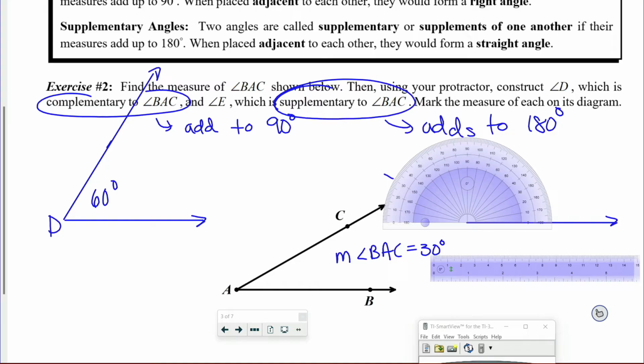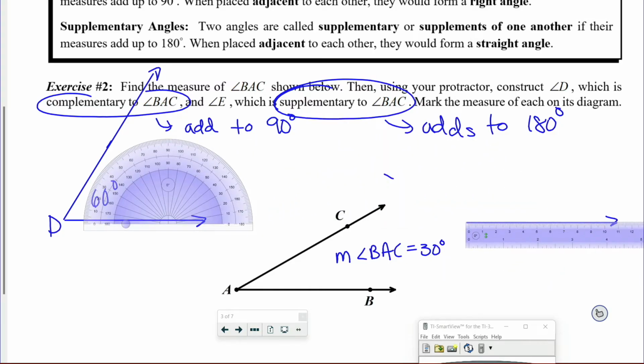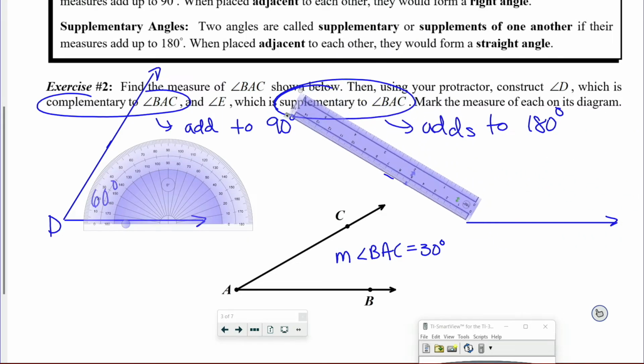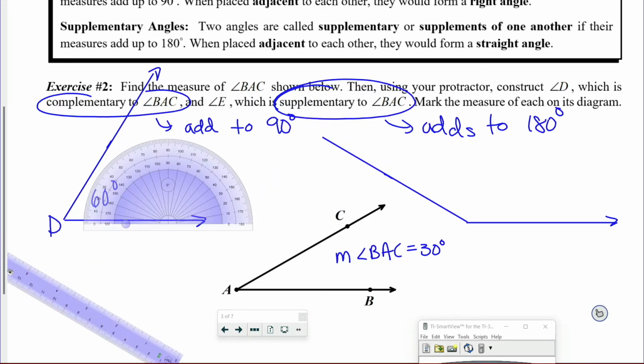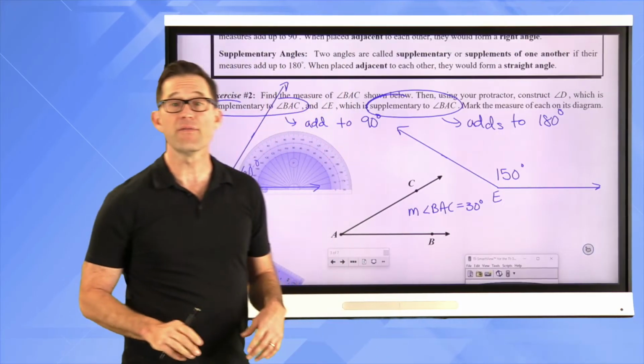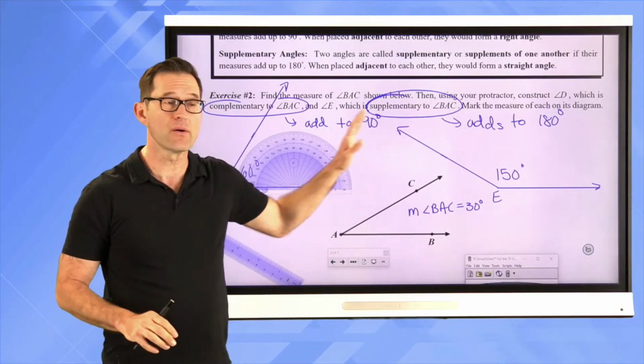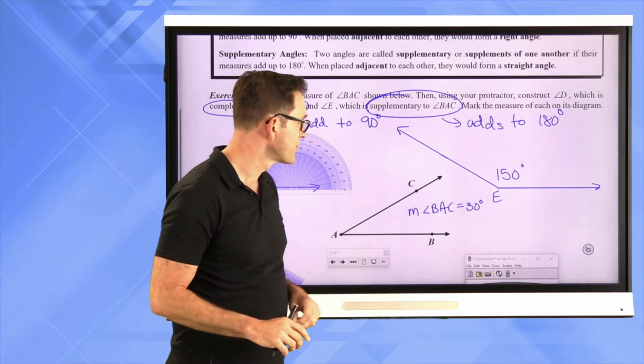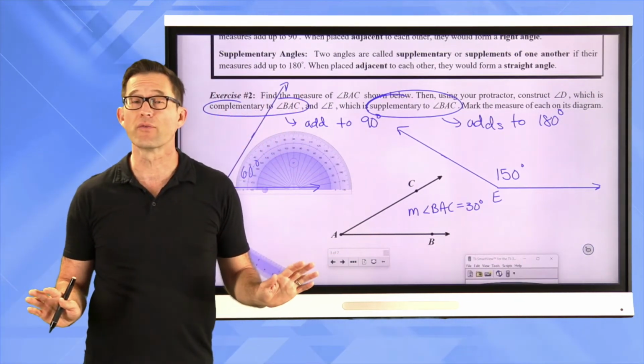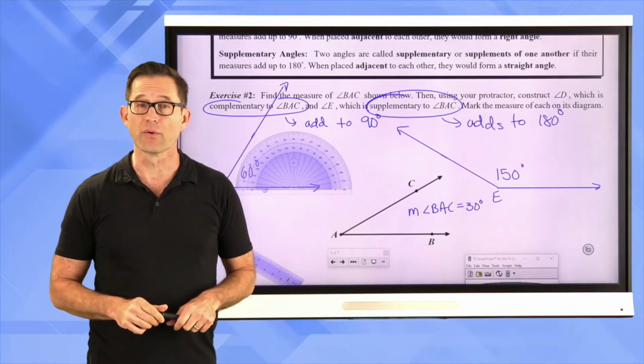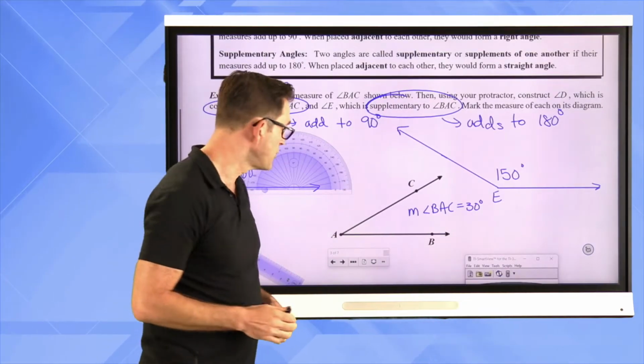Oh, hello. That's not what I wanted to have happen. And now bring this over and draw my 150 degree angle. And what is that? That's supposed to be angle E, and that's 150 degrees. Again, if I took BAC now and put it up here, then I'd get a straight angle. So it's simple enough, right? Complementary angles add up to 90 degrees. Supplementary angles add up to 180 degrees.